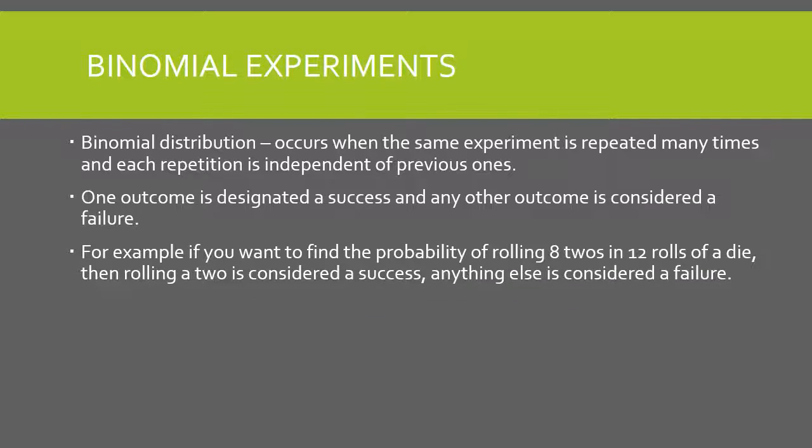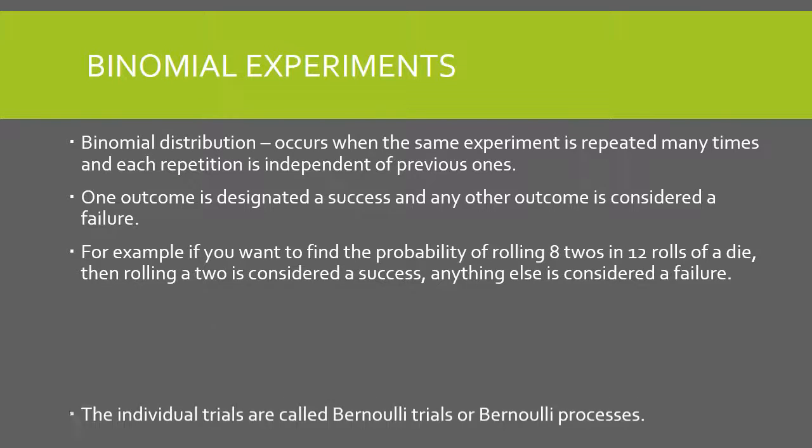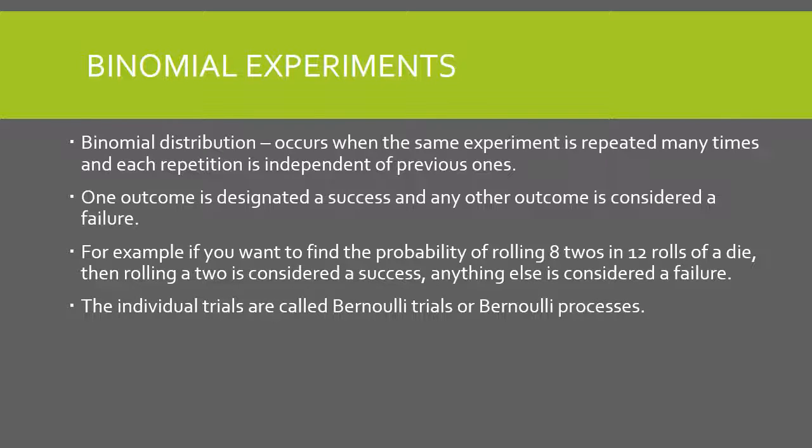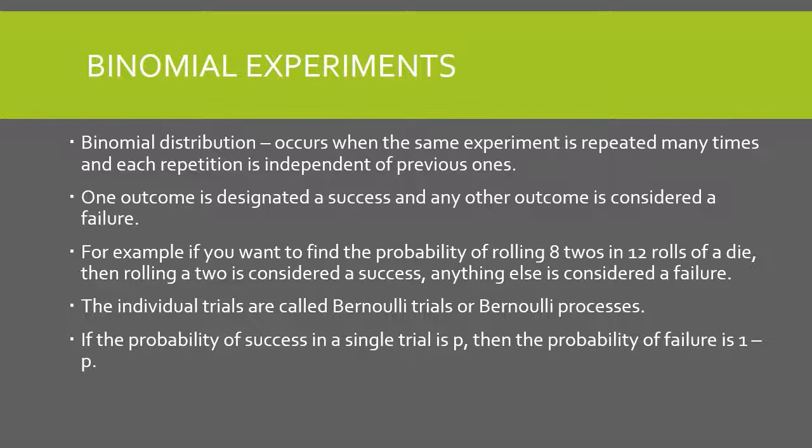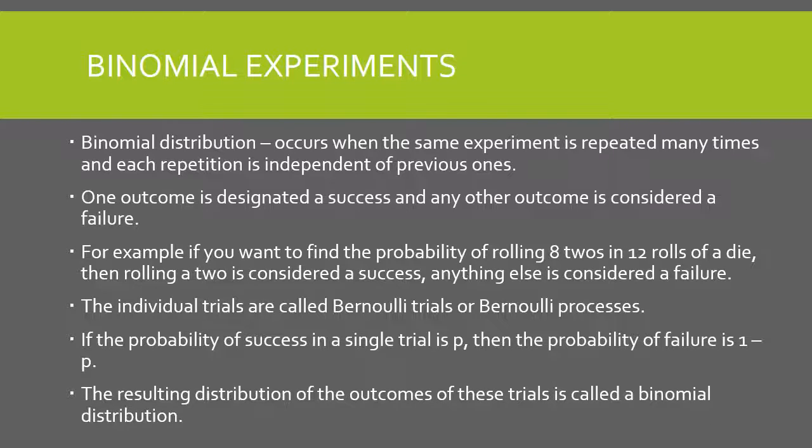For example, if you want to find the probability of rolling 8 twos in 12 rolls of a die, then rolling a 2 would be considered a success and anything else you would roll would be considered a failure. The individual trials are called Bernoulli trials or Bernoulli processes. If the probability of success in a single trial is p, then the probability of failure is 1 minus p. And the resulting distribution of the outcomes of these trials is called a binomial distribution.